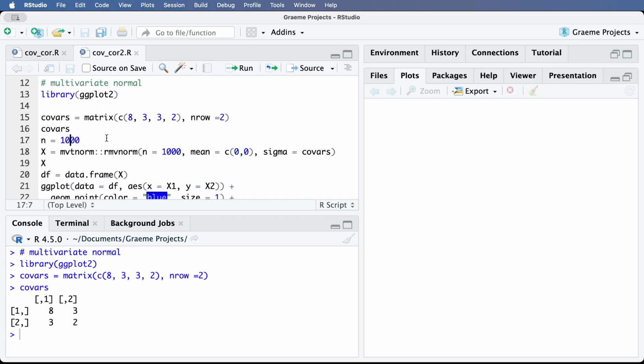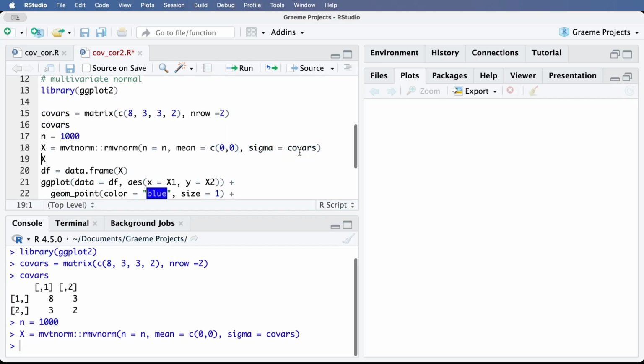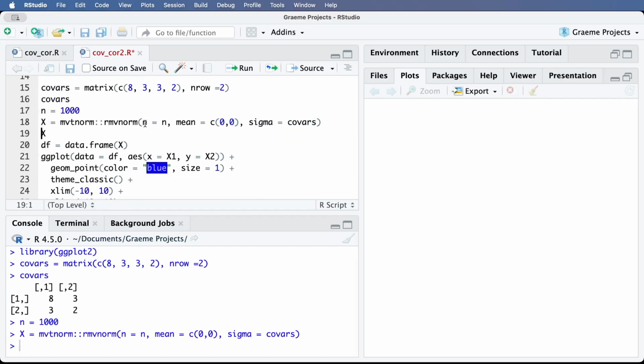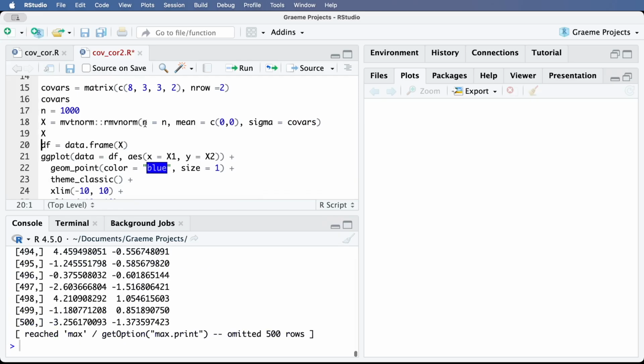So then we can specify a number of samples to take here with n equals 1000, and then we can put in a call to the mvrnorm function, and we can put in our n here, and we can specify a mean for that as well, which we're going to say is 0, 0 to keep things simple. And then for the sigma here, we're going to put in our covariance matrix. And then we can have a look at our data sampled from that multivariate normal distribution. You can see we have 1,000 entries in this data frame. It's printed out 500 of them and omitted another 500.